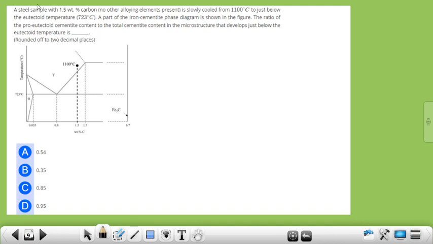Next question. A steel sample with 1.5 weight percentage carbon, no other element present, is slowly cooled from 1100 degrees centigrade to just below eutectoid temperature 723 degrees centigrade. A part of this iron-cementite phase diagram is shown in figure. The ratio of proeutectoid cementite content to the total cementite content in the microstructure that develops just below the eutectoid temperature is what?